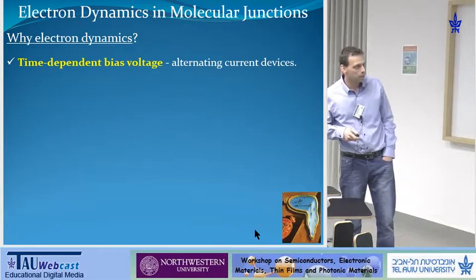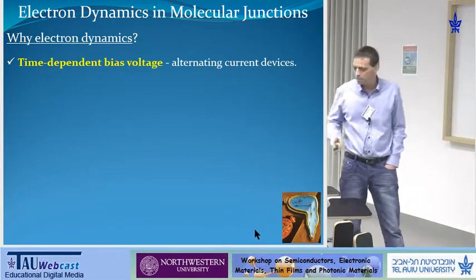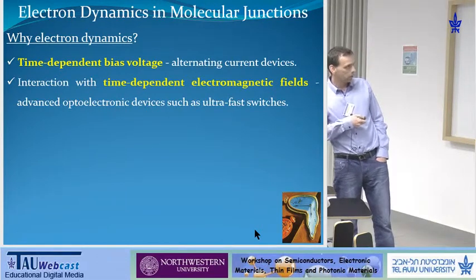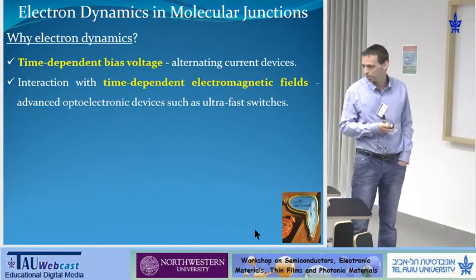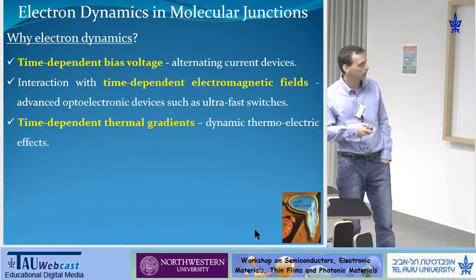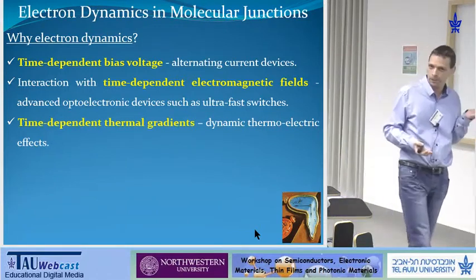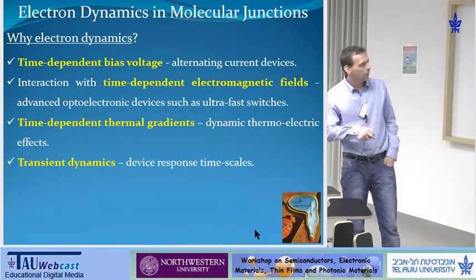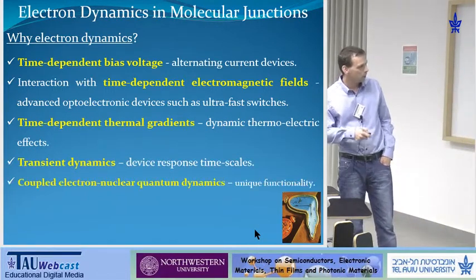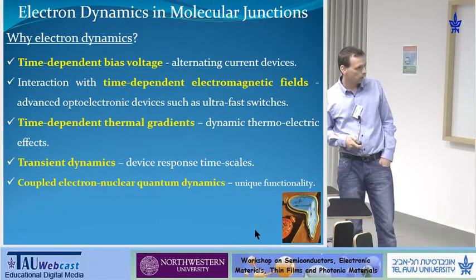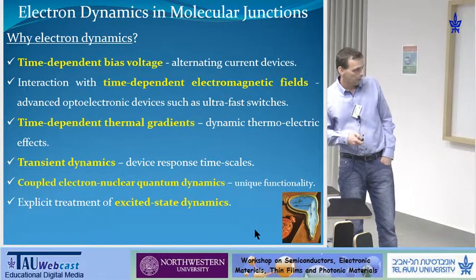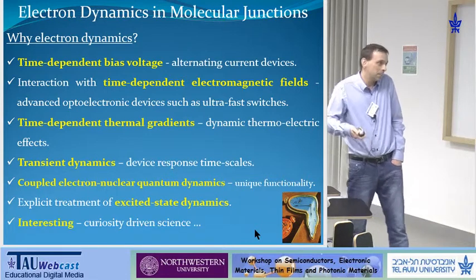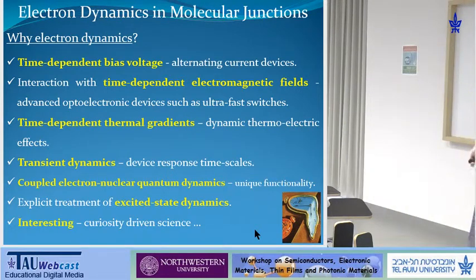Why electron dynamics? Because we can simulate time-dependent bias voltages, AC currents, etc. There is the possibility to simulate interaction with time-dependent electromagnetic fields, which is also very important if you want to control them using external fields, and time-dependent thermal gradients. If you think of a thermoelectric device and you can put on it a time-dependent thermal gradient, then this can be important. Transient dynamics is important in such systems. You can simulate coupled electron-nuclear quantum dynamics, which is important. You can explicitly treat excited state dynamics, which is very important in this type of system. And it is interesting. And again, I don't think it's a curse to do stuff which is interesting.